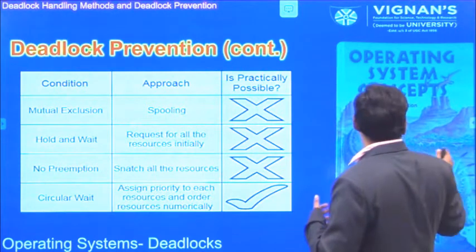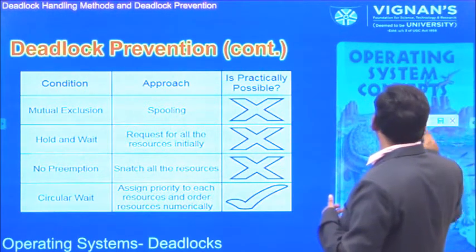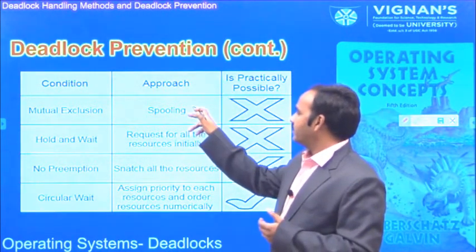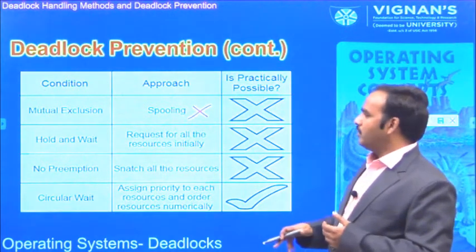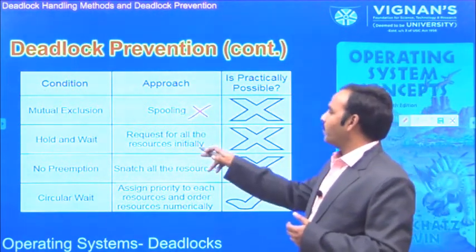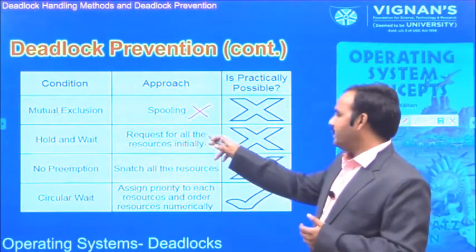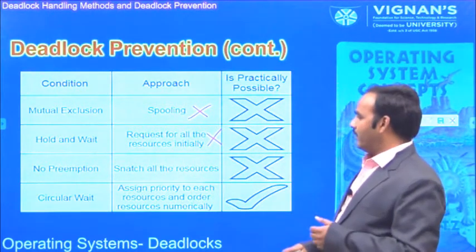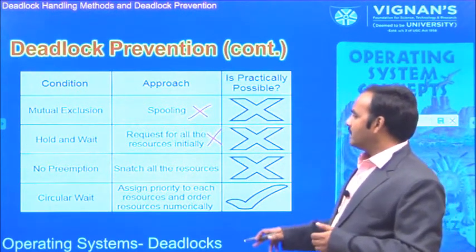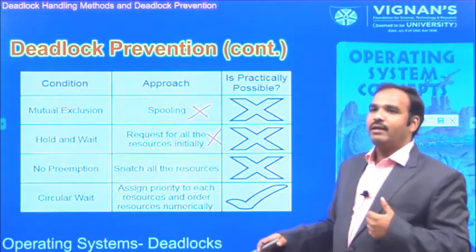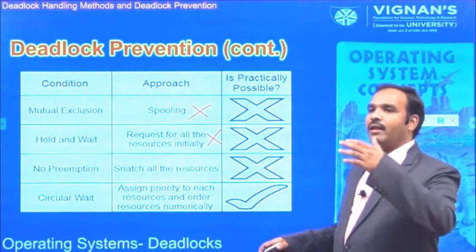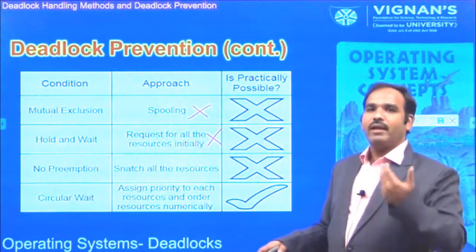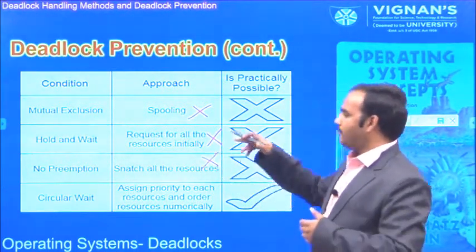But spooling is not possible here. In a system, it is not possible to eliminate non-shareable resources, so this is not possible to implement. Hold and wait: request for all resources initially. That is impossible, since no process will know what resources it requires. And next one is no preemption: snatch all the resources, take the resources and again assign those resources to the list of resources of a process, and roll back. This is also not possible.